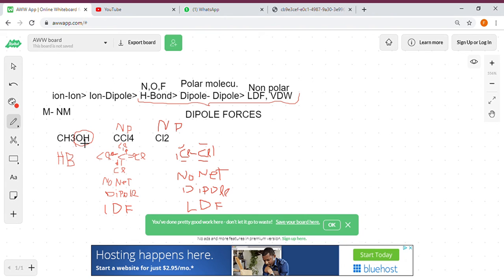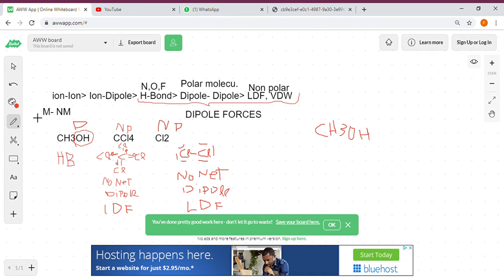Okay, so they are asking which one is the strongest. So we see that this one has a hydrogen bond and this is a polar molecule. Just in case, it's gonna have some lone pairs here on the oxygen. You can draw it if you want to, I'm not gonna do it. Hydrogen bond is greater than the London dispersion force, either for carbon with chlorine 4 or chlorine 2, right? So my answer is going to be CH3OH.